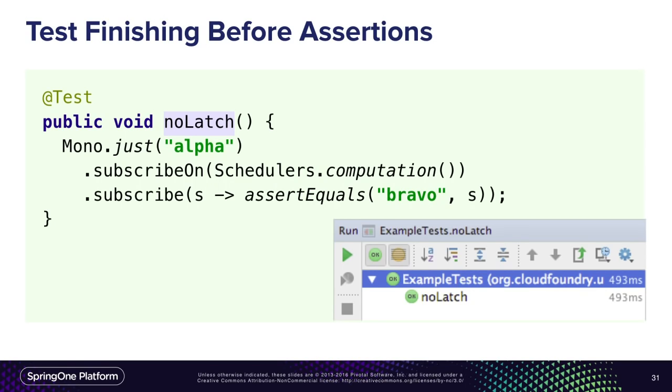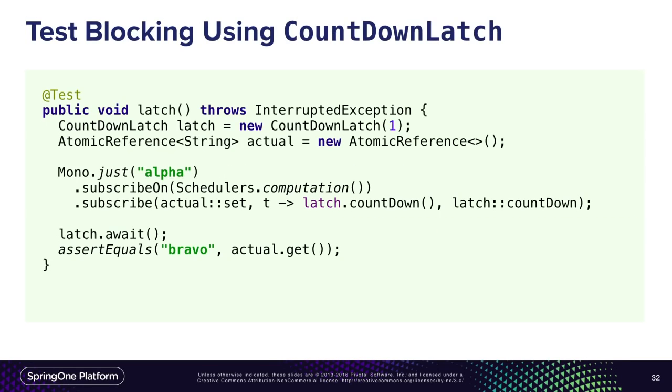So what we need to do is take some responsibility for making sure that everything is completed when we're doing our test. And we can do that using a countdown latch. So we're doing the same basic test here. We're going to have a mono of Alpha, and we're going to make sure that it asserts equal to Bravo. The difference is that we're setting up a latch. There's one or two other details around here that you don't need to be particularly concerned with. But the key point is that down at the end, we have a latch await.